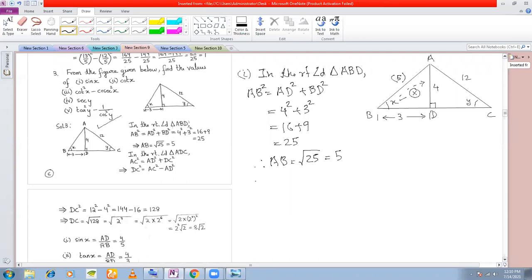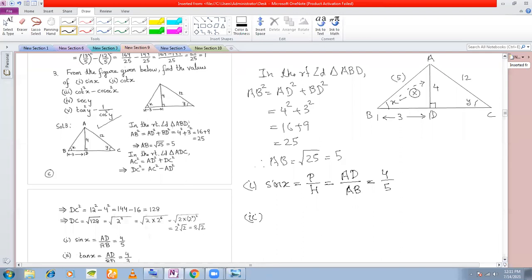So now we are in a position to find out sin x. Sin x is equal to perpendicular by hypotenuse. If you see in the right angle triangle, perpendicular here is AD, and hypotenuse here is AB. So AD is 4 and this is 5. So sin x we have found out.